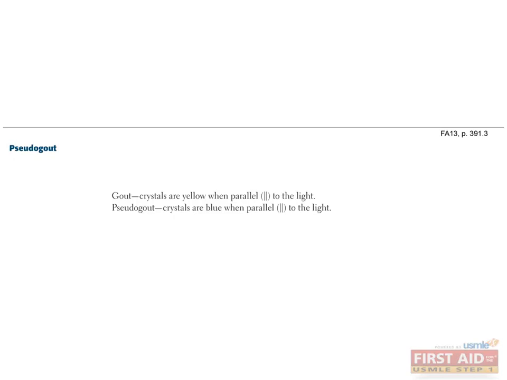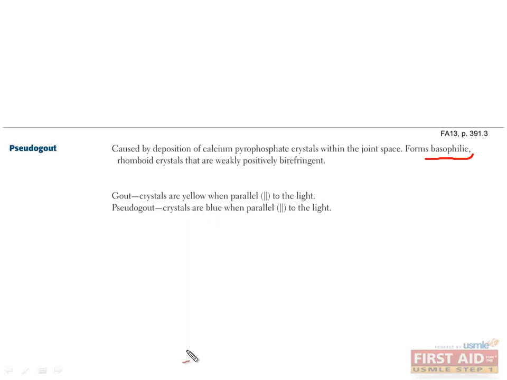Pseudo-gout's quite literally what it sounds like. It sounds just like gout, but it's different. The key distinction when you're trying to make the diagnosis is seen when you observe the crystals under microscopy. Rather than appearing as yellow when parallel to polarized light, like what happens in gout, in pseudo-gout they appear blue, and then yellow only when perpendicular to polarized light. The crystals are basophilic and rhomboid and are weakly positively birefringent.